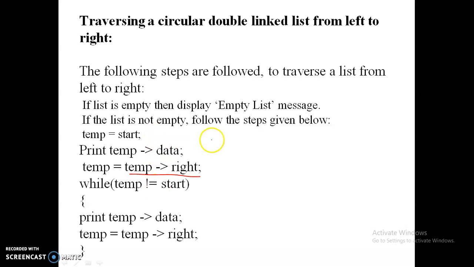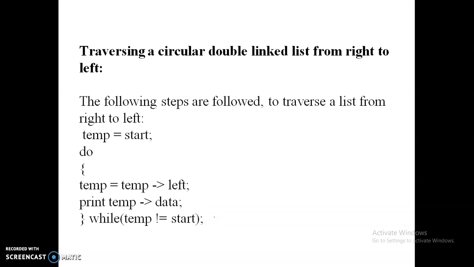Initially we'll display the first node data and we'll start from the second node. So until temp is not equal to the start, print the data and move to the right. And if it is from right to left, then we'll start the temp with the start and move from one node to another node towards the left. That is, we are going back. We started at the start node and we are moving back, going from one node to another and printing the data until the temp becomes equal to the start.